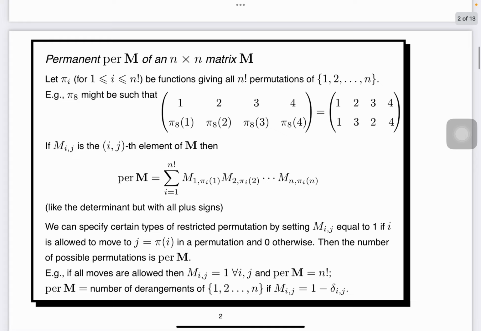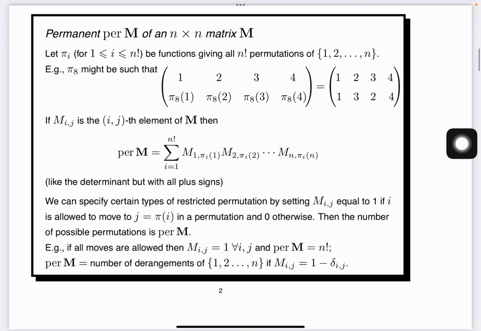So we start by looking at the permanent of an n by n matrix. If we talk about pi_i as being the functions that give all the n factorial permutations of the numbers 1 to n, so this is an example, then the permanent of the matrix is given by this expression here, which is basically the same as the determinant but with all plus signs.